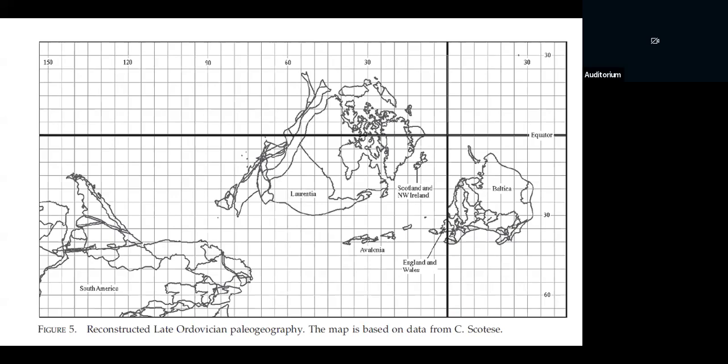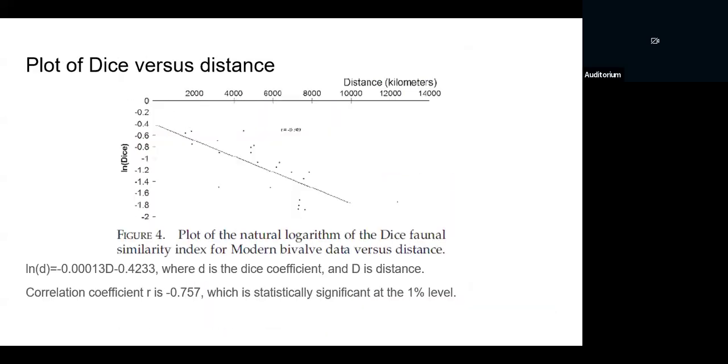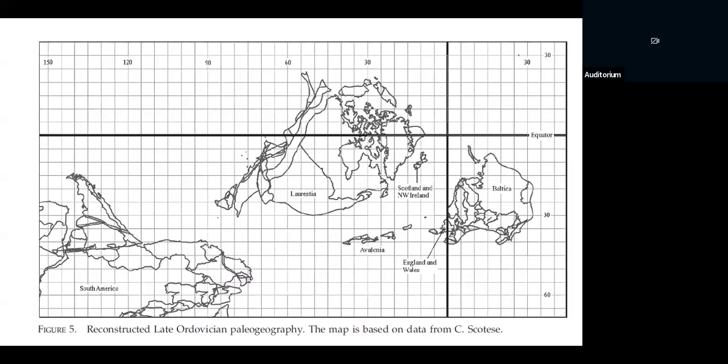And we get a reconstruction that looks like this, showing where the plates were. Whoops, let me go back here. Okay, that's what I want. It shows the location of these plates relative to England and Wales. For Baltica, this would be like the Scandinavian countries, Sweden, Denmark, and so on. Here is Laurentia, and put South America here. And it agrees pretty closely with reconstructions on other organisms. So I thought that was pretty cool.